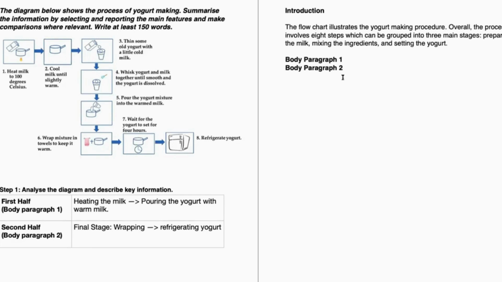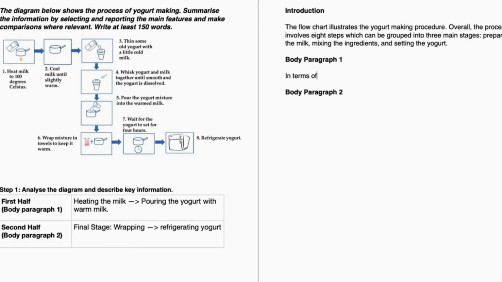In my body paragraphs, I'm going to basically include the first 2 stages in body paragraph 1. And then body paragraph 2 is going to be wrapping and setting the yogurt. This is what I mean by really making sure that you're analyzing the diagram and not just splitting 4 and 4 for these 8 steps into body paragraph 1 and body paragraph 2. Always make sure there's some logic behind it. Okay, now let's go into body paragraph 1.